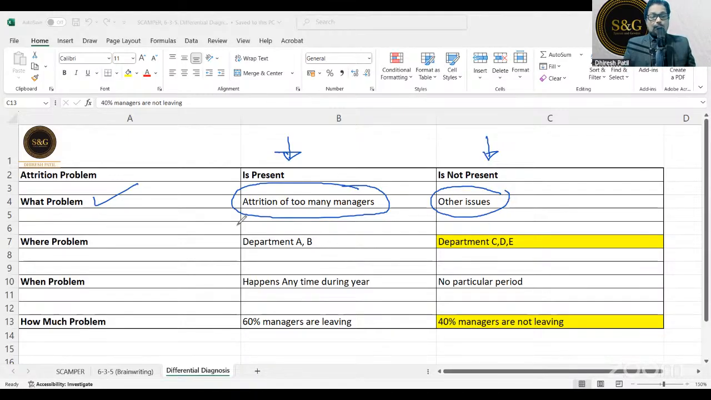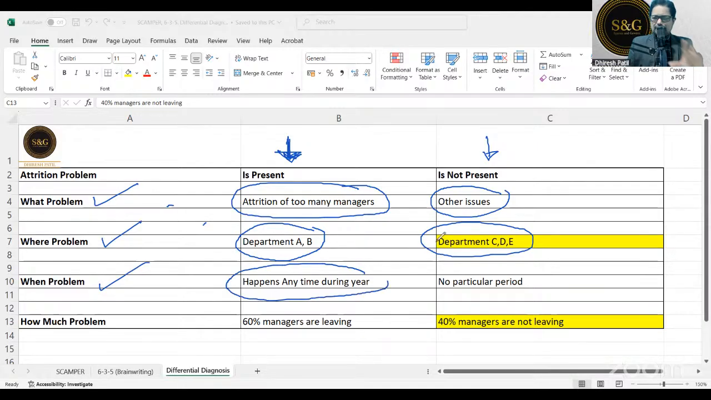Now, where is the problem? So they are identifying the location. Department A and B are having the problem. Now understand this. Where is the problem present? Department A and B. Where it is not present: departments C, D, and E, the problem is not there. Understand this. When the problem is there, it happens anytime during the year, so there is no specific time frame. No particular time period. And how big is the problem?